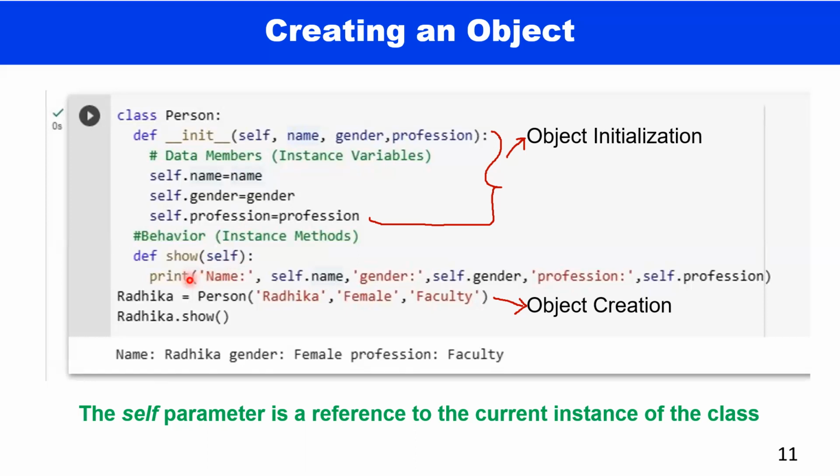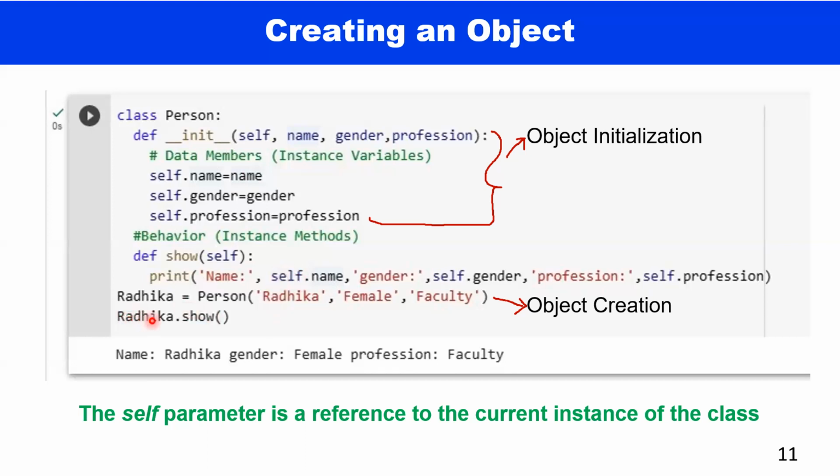Here we are printing name, which is self.name, and gender, which is self.gender. In order to refer to the attributes of the current object, you have to make use of self.name, self.gender, self.profession. If you don't use self, it will give an error, because this name is associated with the current object, and that current object is referred to by using self.